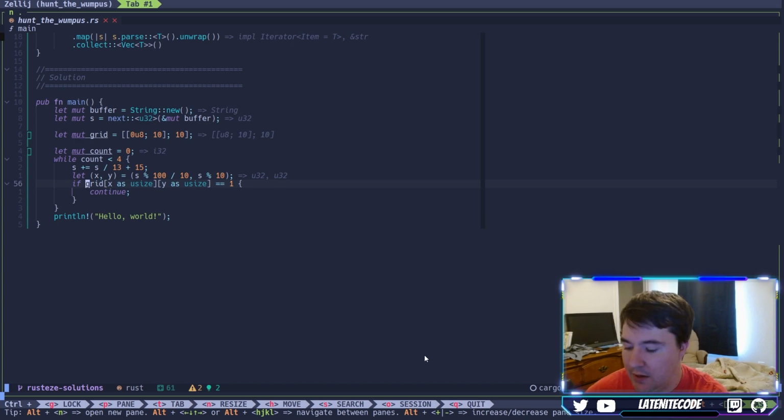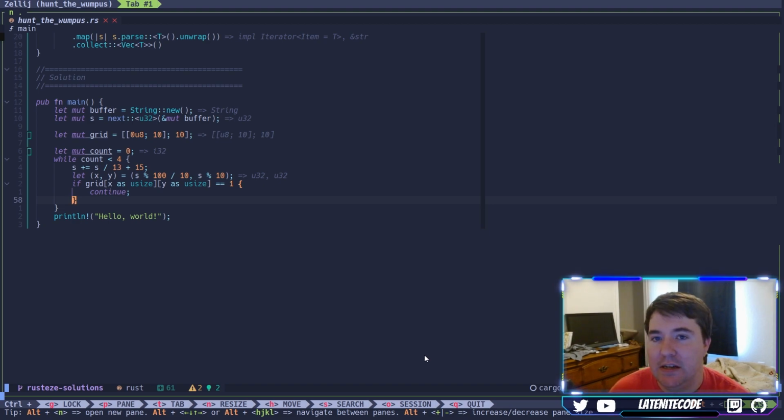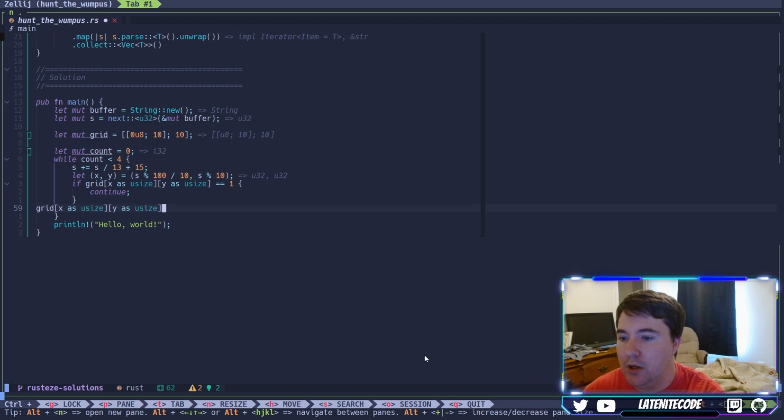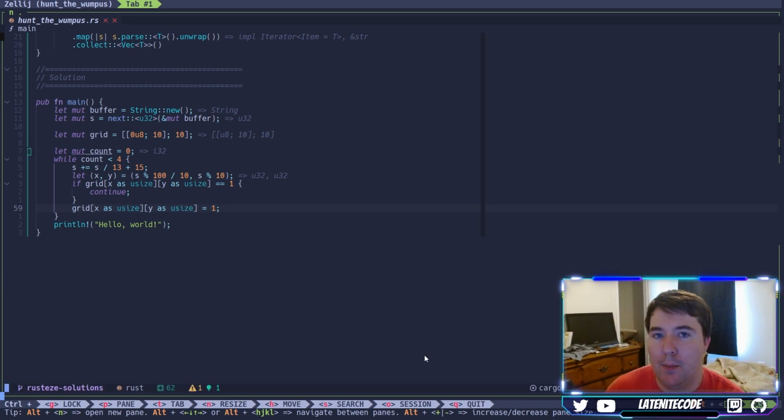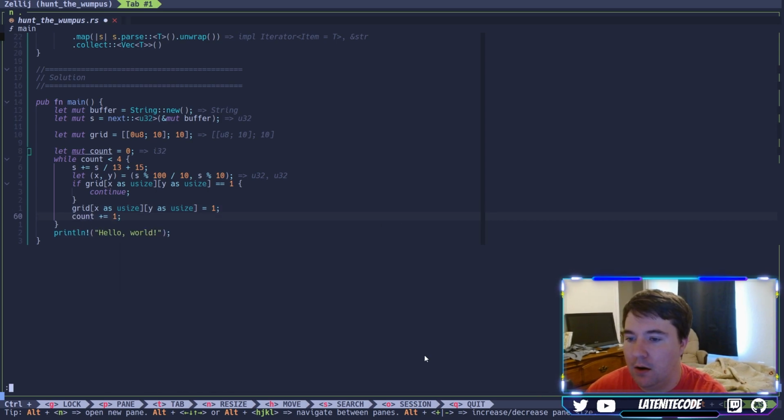Otherwise, what's happened is that we actually need to store a Wumpus at the location. So we can go ahead and say here that this grid[x as usize][y as usize] is actually equal to 1 to now represent that we have stored a Wumpus there. And I can go ahead and increment our count.